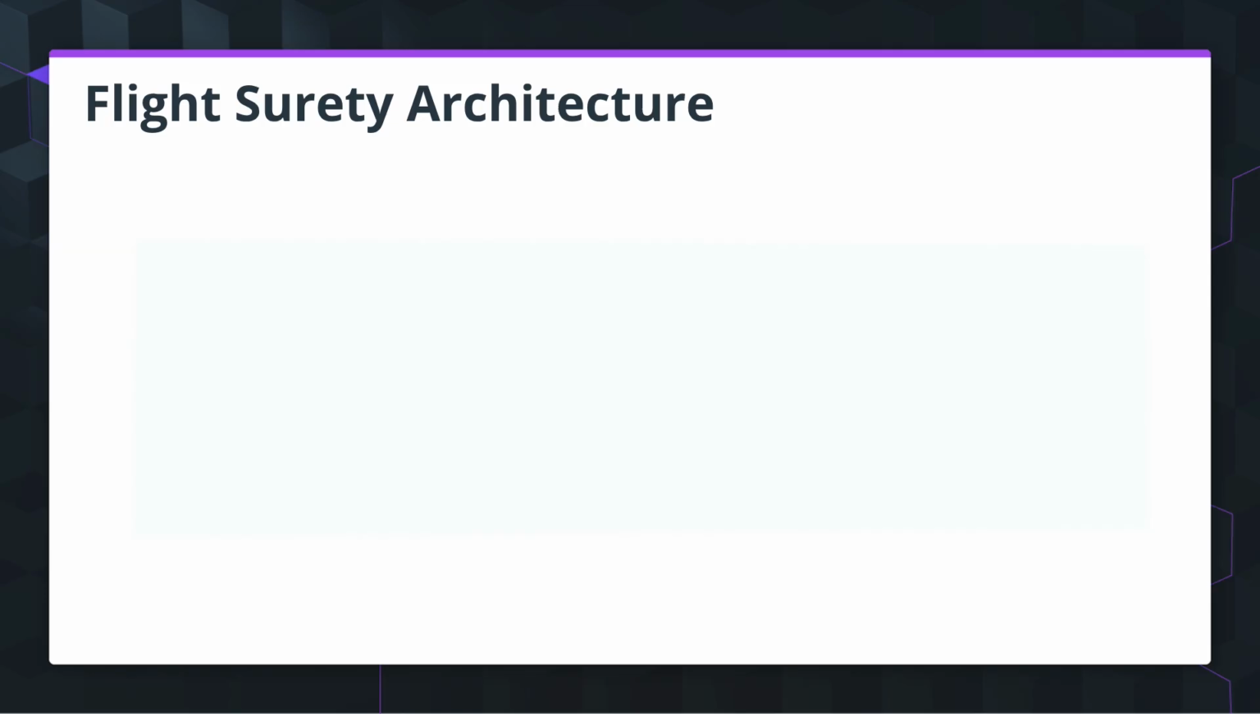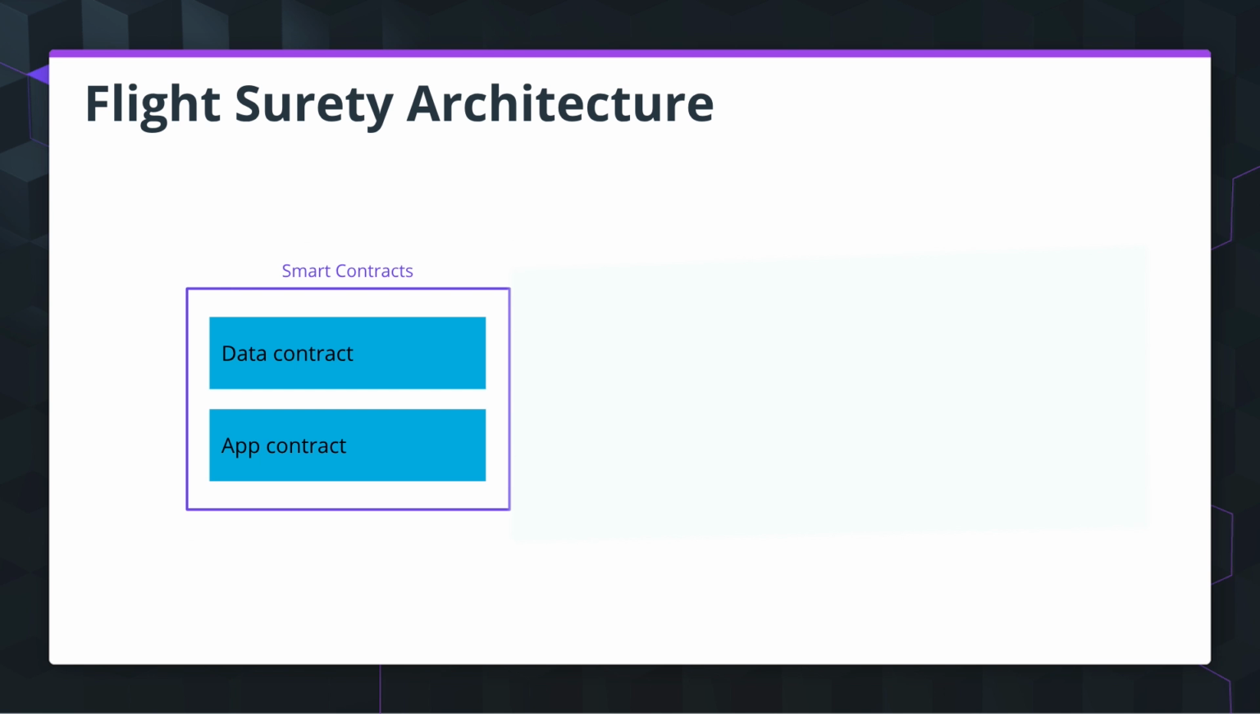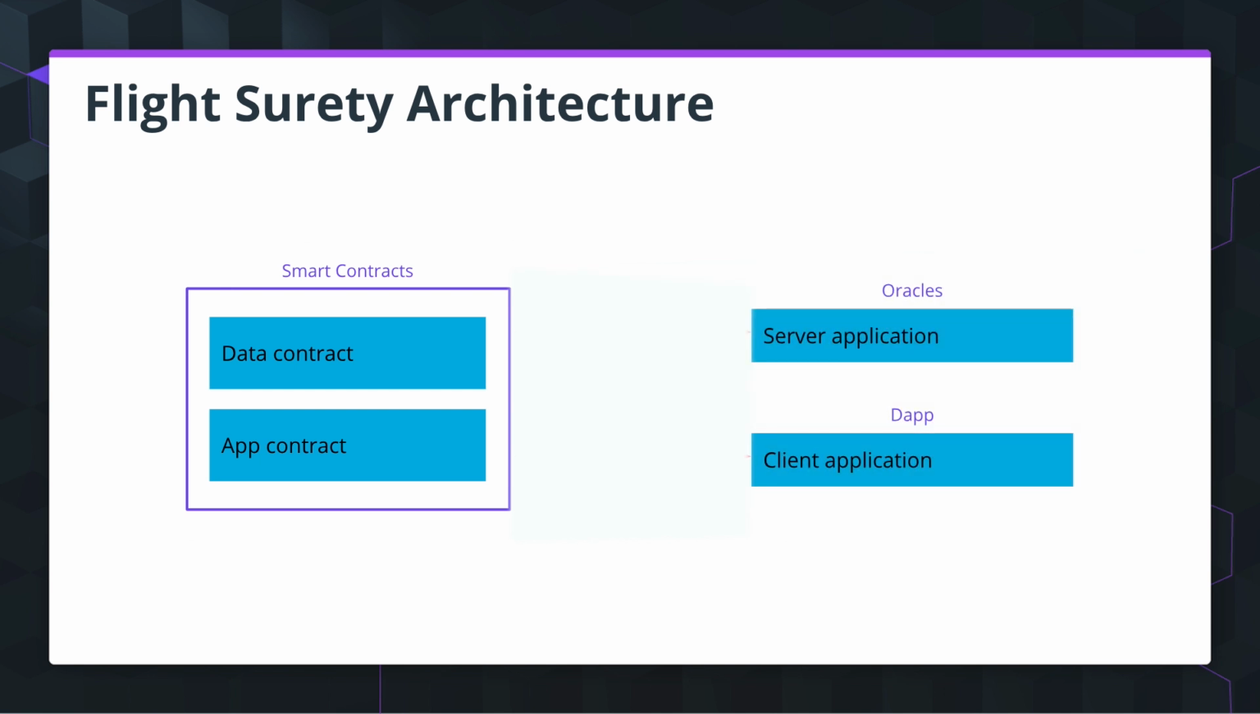Now let's take a look at the components that make up this architecture. So there are basically 2 main areas. One is on the blockchain and the others are off the blockchain. On the blockchain, you have 2 smart contracts. You have a data contract and an app contract.